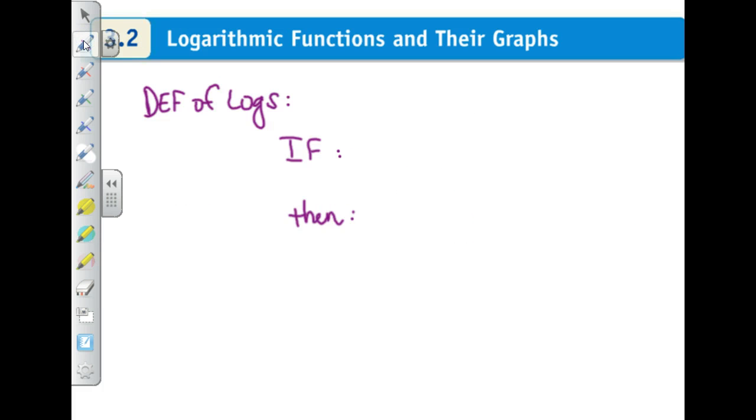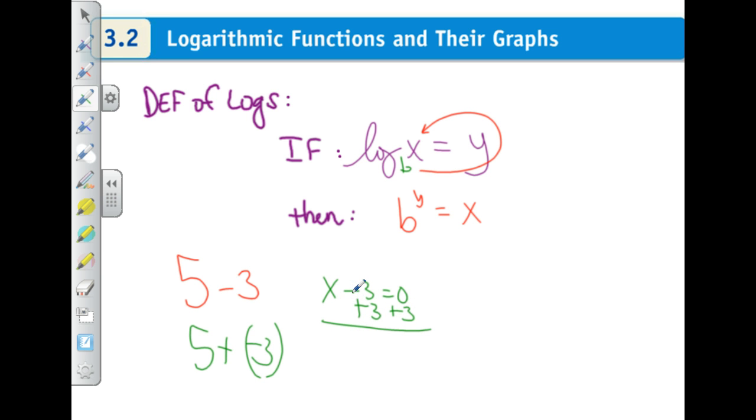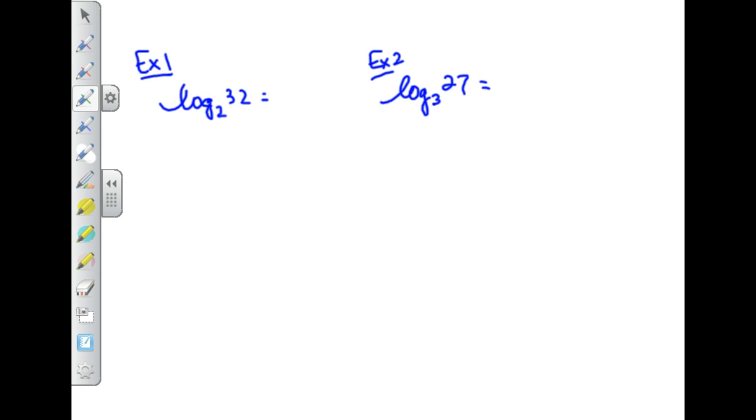For 3.2, if you ever do see a log, we're going to set it equal to y and do the fishhook. And if the base is b, then I'll say b to the y equals x. So notice I'm changing a log into an exponent, just like you can change a subtraction problem into addition by adding the opposite. So to undo subtraction, if you had x minus 3 is equal to 0, you can undo subtraction by adding, and you can undo multiplication by dividing, and you can undo this log by changing it into an exponent. So a couple other examples.